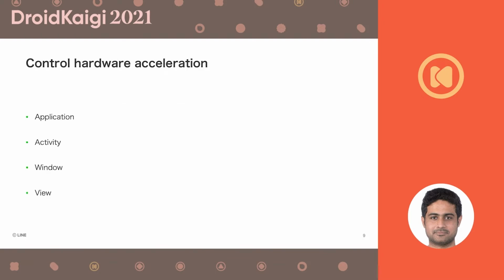Okay, so Android provides us the facility to control the switch between hardware and software rendering. We can switch between these rendering methods at the application level, a single activity level, the window level, or even on a single view. Let's say our whole application is rendered using hardware rendering, but for a single view we want to use software rendering, so we can switch that as well.